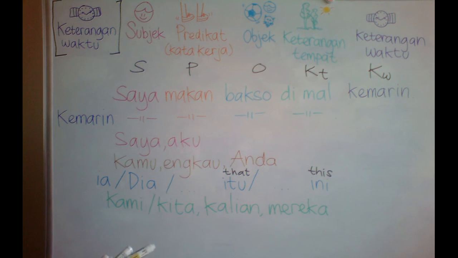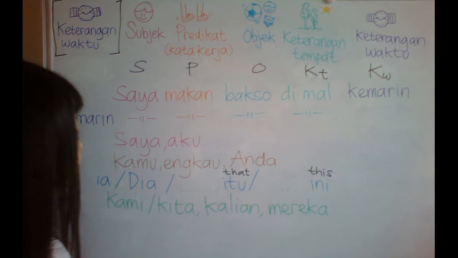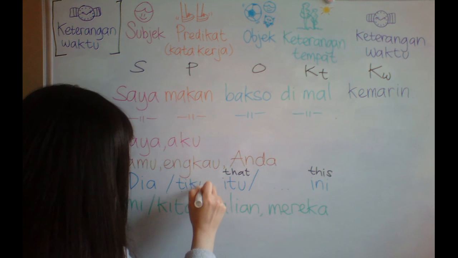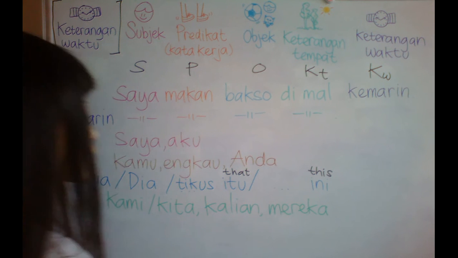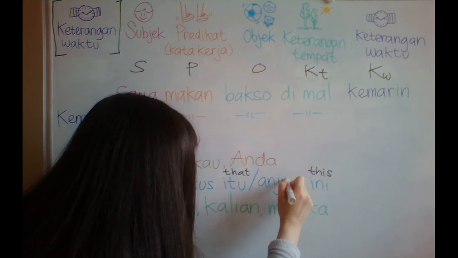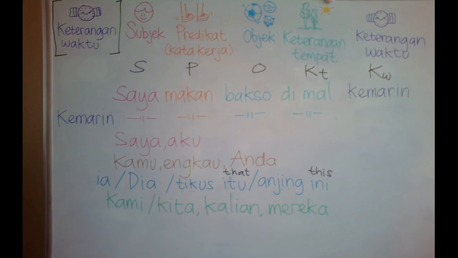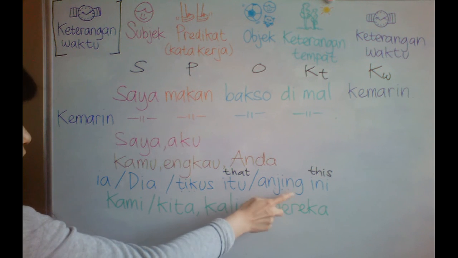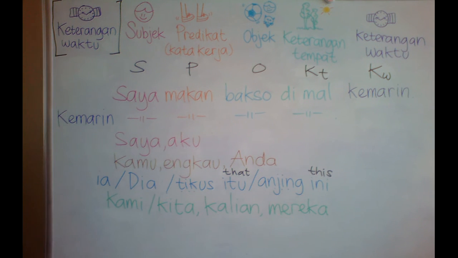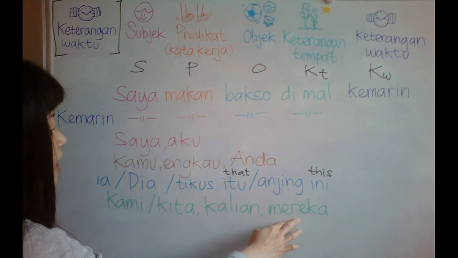Mouse is tikus. I will write it down here. We don't say it, but we say that mouse. Tikus itu. Dog is anjing. We don't say it, but we say this dog. Anjing ini. It can also be anjing itu or tikus ini. Kami or kita is we. Kalian, you guys. Mereka, they.